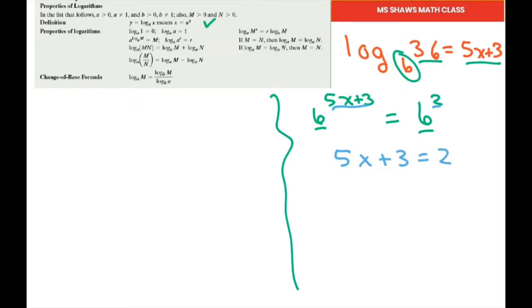If you subtract the 3, you get 5x equals negative 1. Then divide both sides by 5. You get negative 1/5.